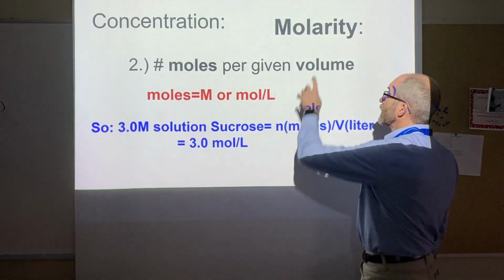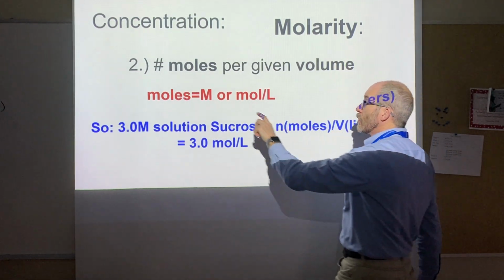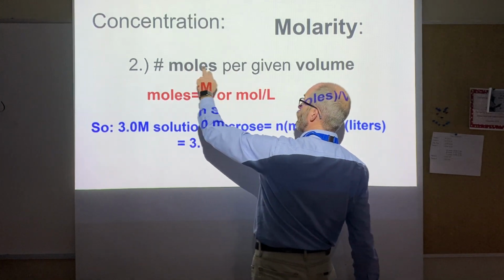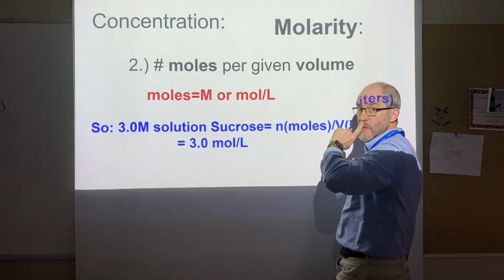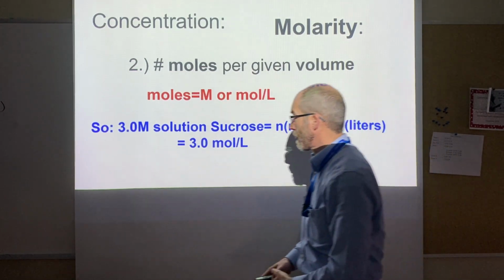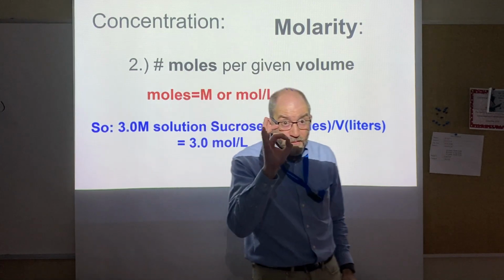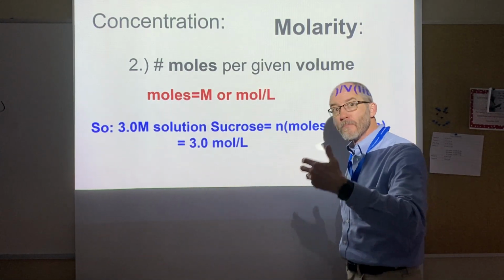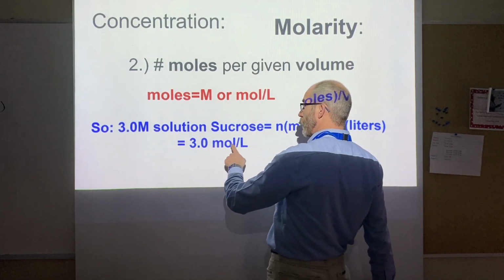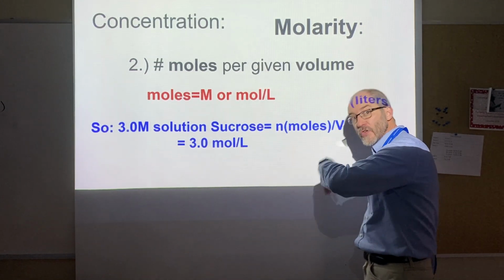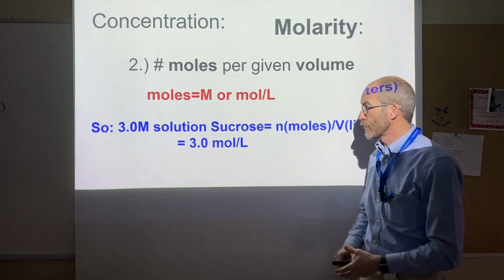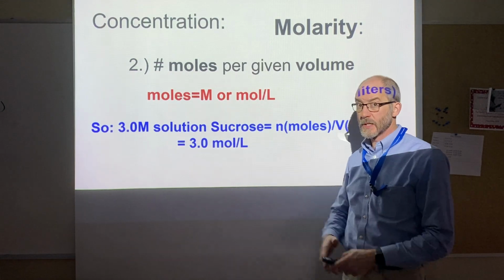So we're going to look at molarity. And molarity is not the amount of mass per given volume, it's the number of moles per given volume. So in other words, moles per liter. We're going to stick with this idea of a liter. So by our definition, if I had a 3 molar solution of sucrose, I would have 3 moles per liter. That would be the equivalent to 3 moles of sucrose per liter.